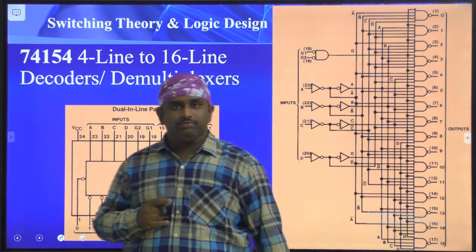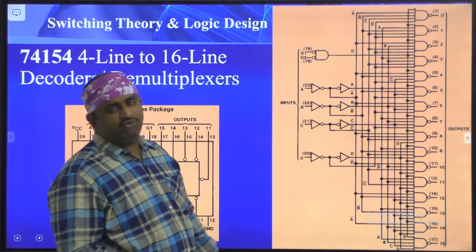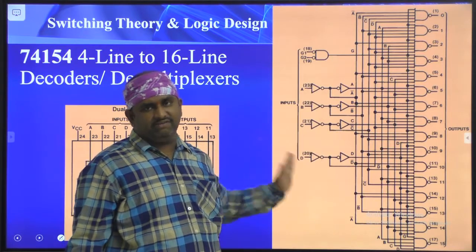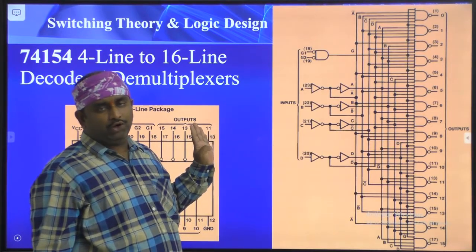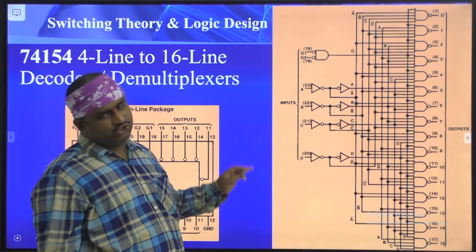Next, coming to here. This is the internal logic diagram for the 4 to 16 decoder. This circuit diagram you have already drawn in the previous classes: the 2 to 4 decoder, the 3 to 8 decoder. In the same way, you have already drawn the 4 to 16 decoder.